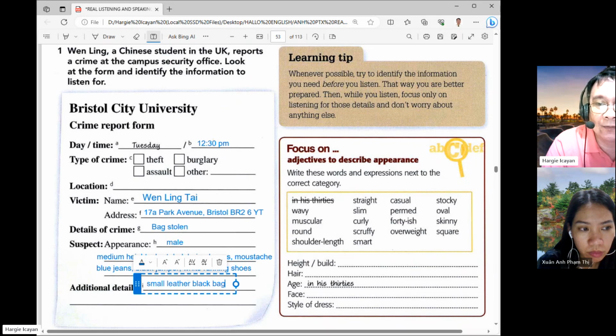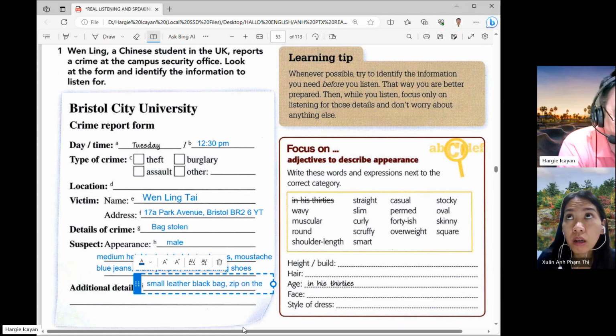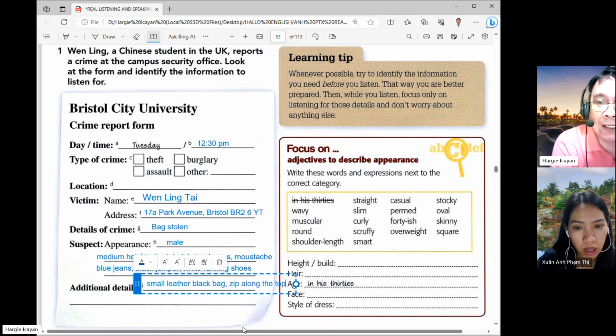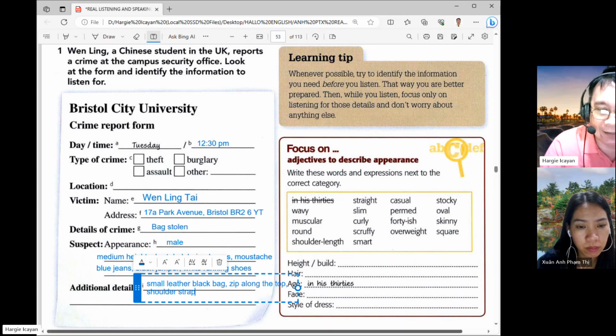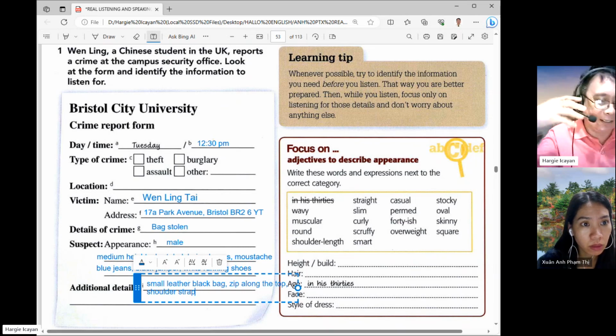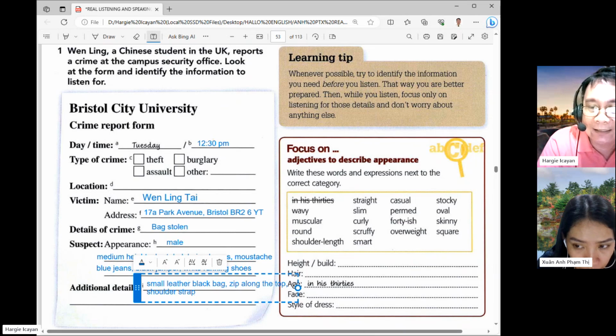With a zip along the top and a shoulder strap. Okay, so it's a small leather black bag with a zip along the top, okay? And it has a shoulder strap, right? Yes, it has a shoulder strap. That's a strap. We call that a shoulder strap. Yes. And then?